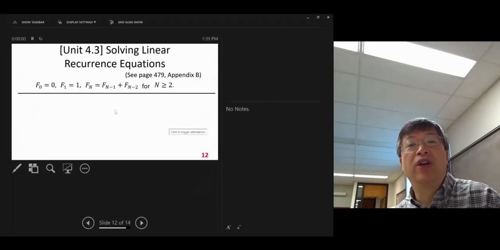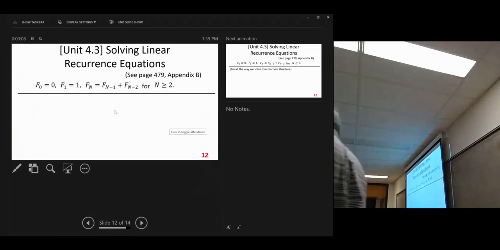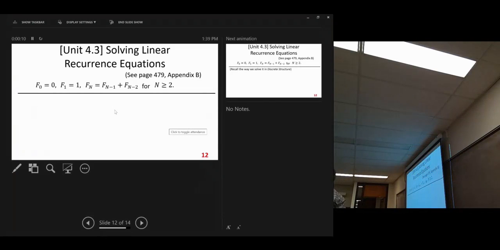Solving linear recurrence relations. So here, in the previous unit, someone gave us that magic formula. Remember that magic formula? We didn't derive it. Someone gave us that, then we proved it using mathematical induction. But the problem is, if nobody gave us that formula, how can you do it?